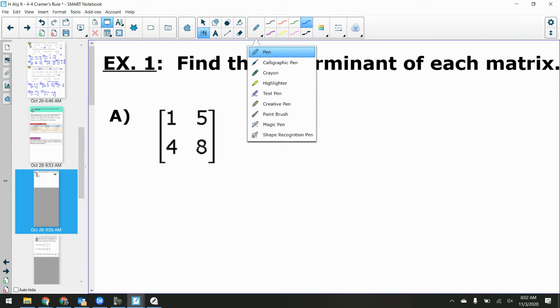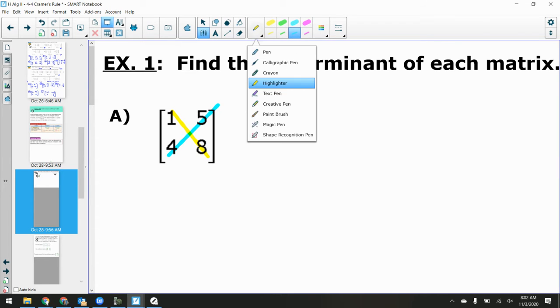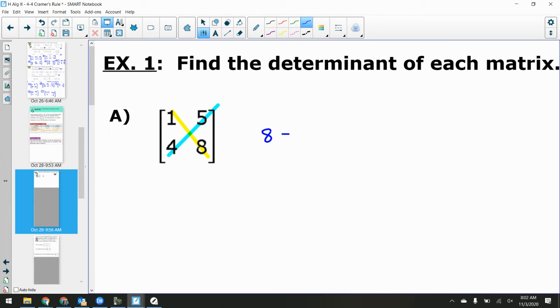So what's the operation? It's literally 1 times 8 minus 4 times 5. That's super easy. 8 minus 20 is negative 12. You can do that in seconds, right? That's the determinant of that matrix. But if you don't know how to do it, you're stuck. Now, we have no idea what this means yet. We just know the determinant is equal to negative 12.